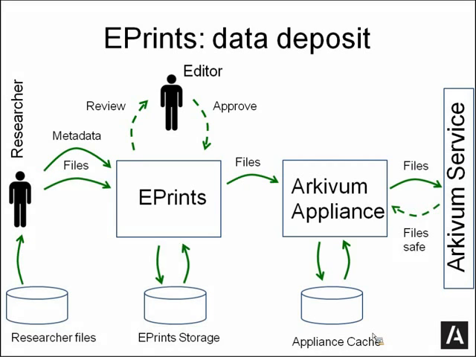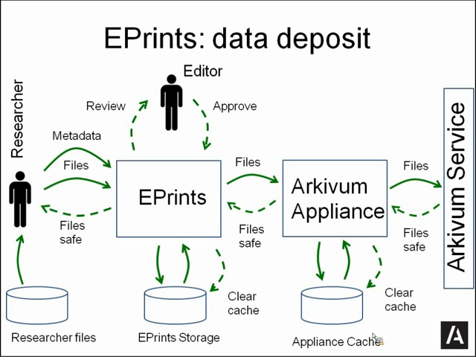So we then confirm the files are safe, which means that a local copy in the appliance can be removed. The files are confirmed as safe to ePrints, and that's added to ePrints audit trail. And then ePrints has the ability to remove its local copy. And then finally, the files can be confirmed as safe to the original depositor, and they can decide to delete the originals if they want to.